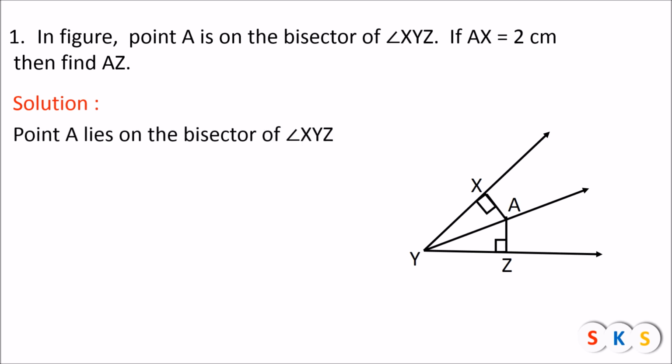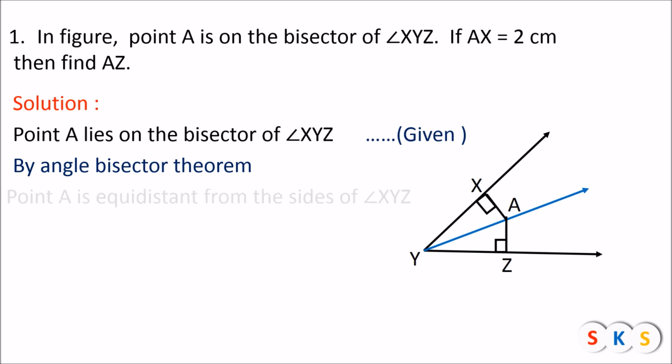Point A lies on the bisector of angle XYZ. You can see in this figure, ray YA is the bisector of angle XYZ, and point A lies on this angle bisector. It's given. So according to the angle bisector theorem, what is the angle bisector theorem? If any point lies on the angle bisector of any angle, then that point will have the same distance from the sides of the angle.